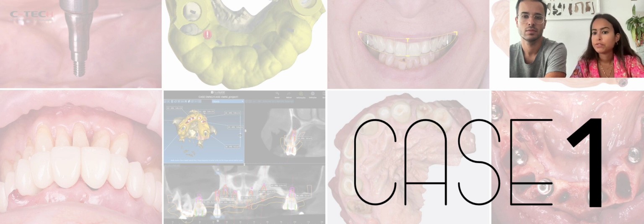This is a complex full mouth case in which we were able to use the OMNI for single crowns, anterior bridge, and also posterior bridges. So let's see the case.